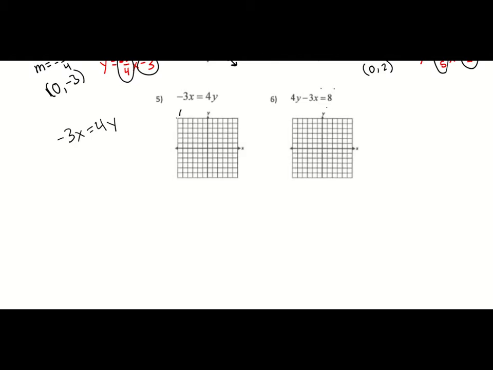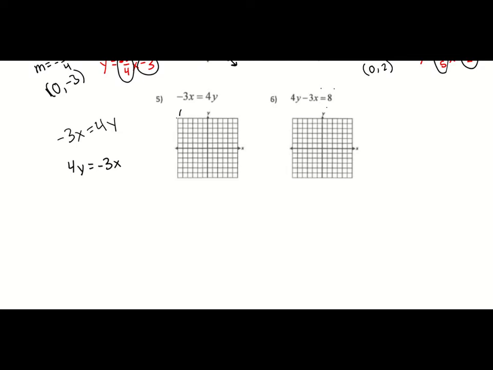Okay, so this one, number 5, our y is almost by itself. It's on the other side of our equation. So if I want to get y by itself on the left side, I flip this equation around, 4y equals negative 3x. I can do that because both sides are equal. There's no less than or greater than sign. I can just flip my equation around to get my y on my left.